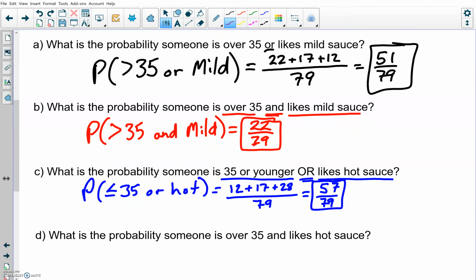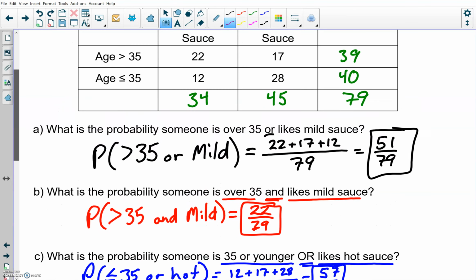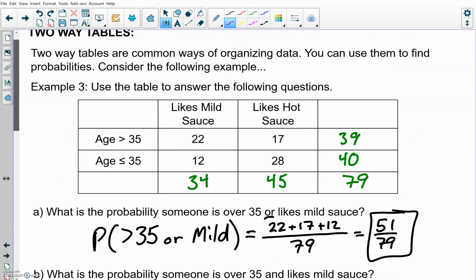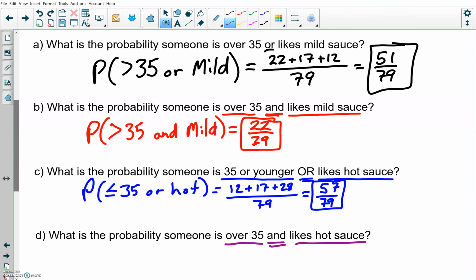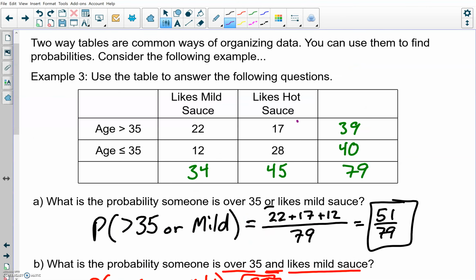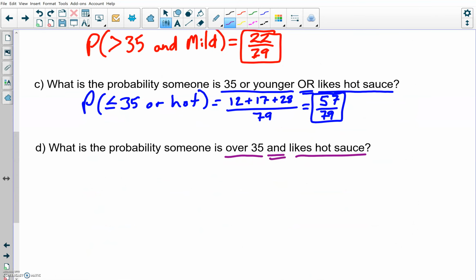So the probability someone's over 35 and likes hot sauce. With the AND here in this two-way table, when we're over 35 and liking hot sauce, we're looking for the people who satisfy both qualities. So over 35 and like hot sauce, there's just these 17 people that satisfy the hot sauce and over 35 column and row respectively. So 17 out of 79. I'll go ahead and write this down here first: over 35 and liked hot sauce, there were 17 that satisfied both those qualities out of the 79 total.